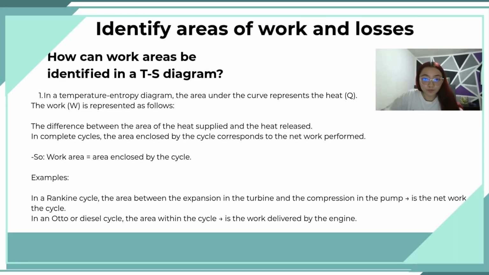Number one. In a temperature-entropy diagram, the area under the curve represents the heat Q. The work W is represented by the difference between the area of the heat absorbed and the area of the heat rejected. In complete cycles, the area enclosed by the cycle corresponds to the net work performed. So the work is the area enclosed by the cycle. For example, in a Rankine cycle, the area between the expansion in the turbine and the compression in the pump is the net work of the cycle.